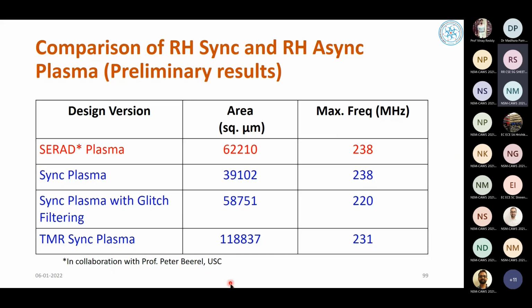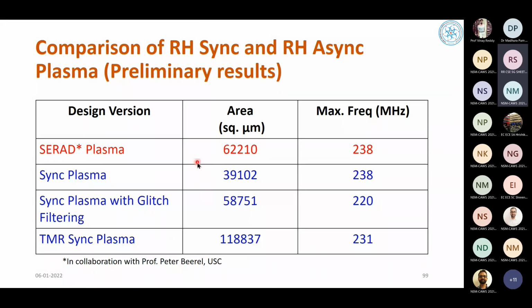What we did is we first designed the synchronous Plasma, which is again a sort of revised version of what is available on OpenCores. We synthesized it, and then we applied other radiation hardening techniques, which are very well known in the literature for radiation hardened work. We then designed our own Plasma, which is the asynchronous but radiation hardened Plasma processor.